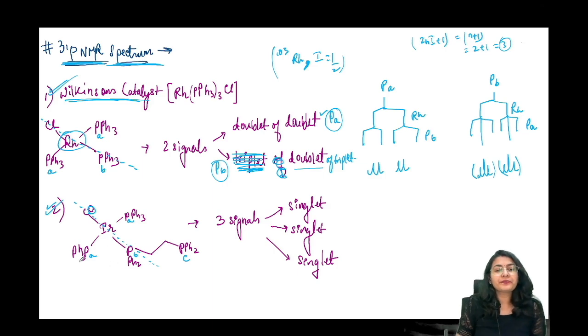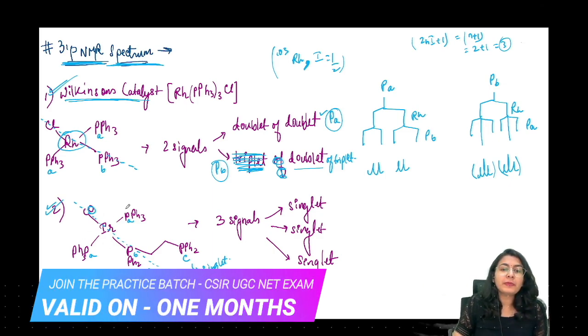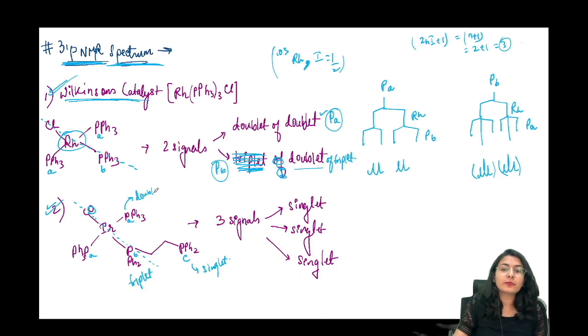And here I might get a doublet. Yes, I think PC is going to be a singlet because this is very far away from here, and this PB is going to be split into a triplet because of PA, not taking the contribution of iridium, and PA is going to be split into a doublet because of PB. So yeah, this is how it is going to appear. It's not all singlet, okay? Yes. Let one be a singlet, one will become a triplet and one will become a doublet, like this.